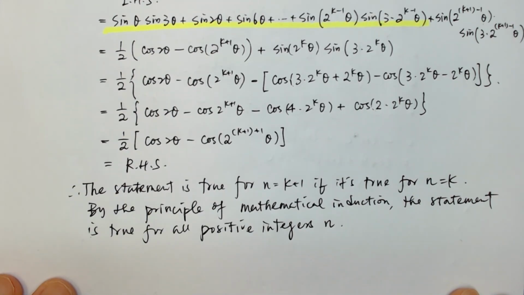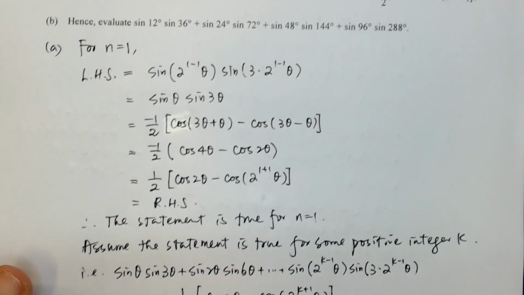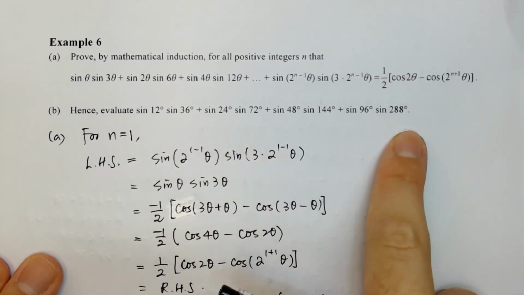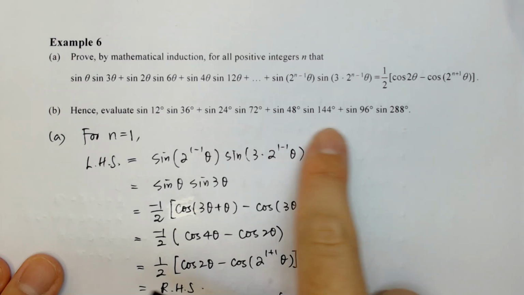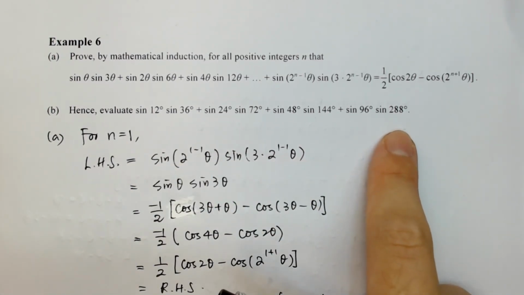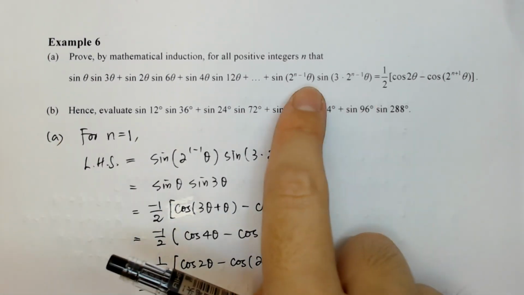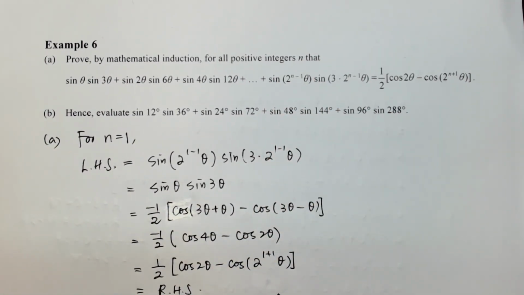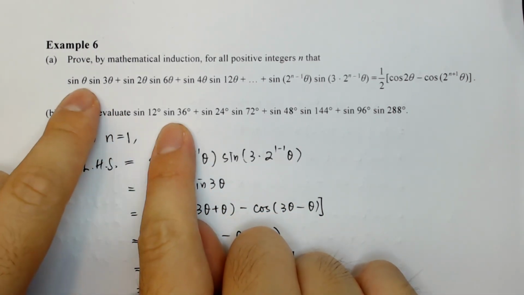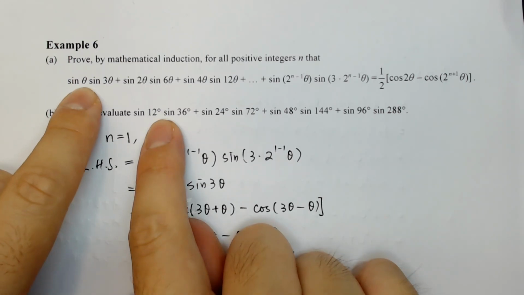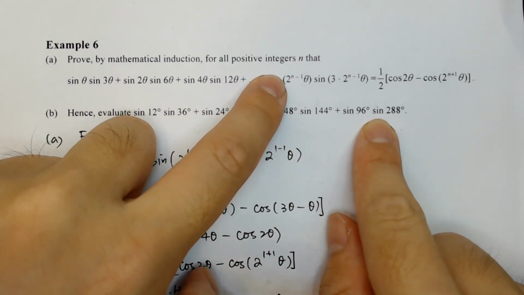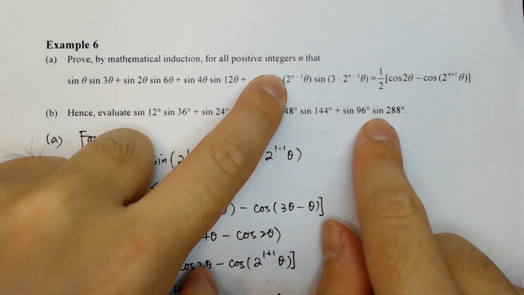Okay, so this is part A, and there's a part B there for the hence question, hence evaluate this kind of thing. For this kind of short expression, you can actually input it into your calculator to check your answers. And for the word hence, you need to make use of the above results. So we can just compare term by term. You may think of theta as 12 degrees. And also, you need to match with the last term here. There's an n here, so you need to know what n is.